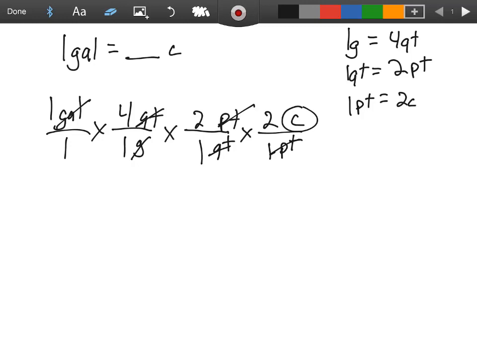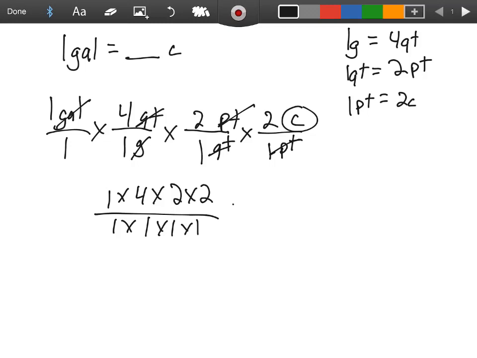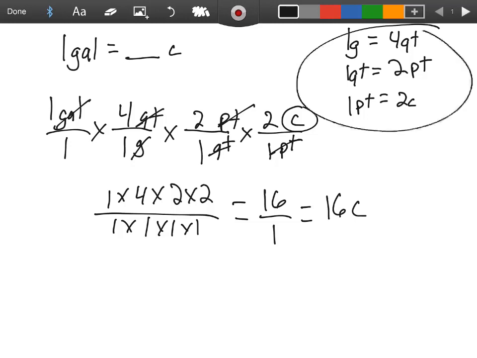So when we look at that big long problem, it's really not very difficult. It's 1 times 4 times 2 times 2 over 1 times 1 times 1 times 1, which will give us 1 times 4, which is 4, times 2, which is 8, times 2, which is 16 over 1. And our answer here is 16 cups. Now this is the exact same way we've done it with all the other ones. But there's a shortcut to figuring out some of these conversion factors that some people like to use, and you may have seen this before.